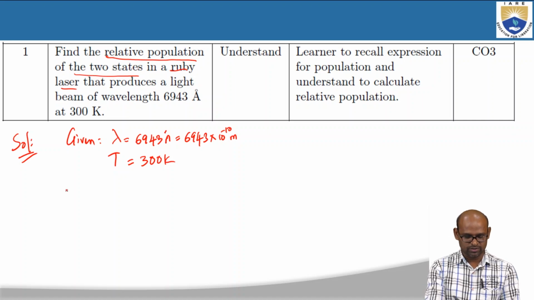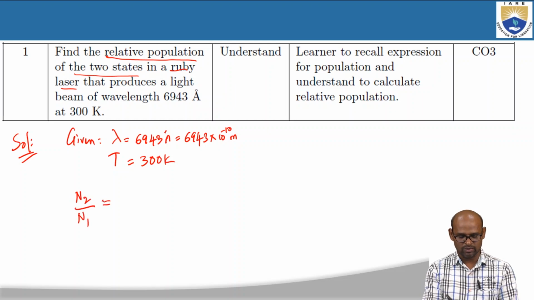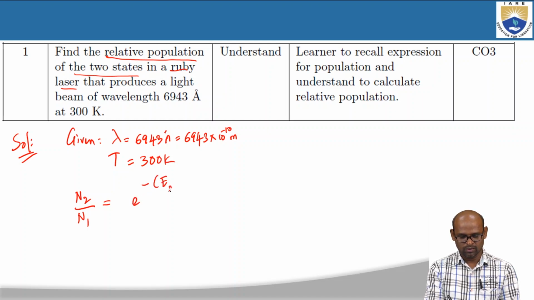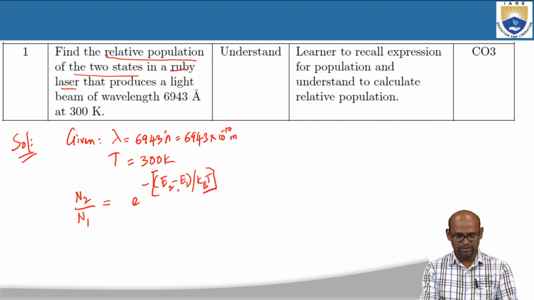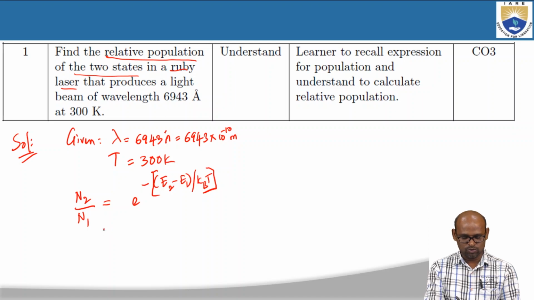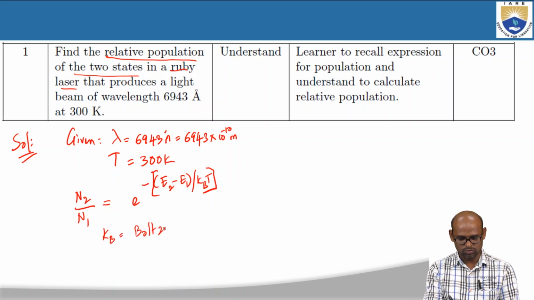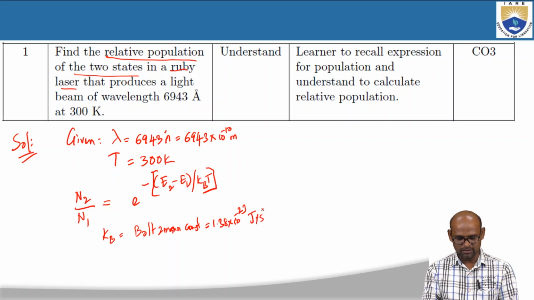To find the relative population between the two states N1 and N2, N2 by N1 is equal to exponential of minus (E2 minus E1) divided by kBT. This is the formula. E1 and E2 are the energy levels, N1 is the population in E1 and N2 is the population in E2. Here kB is the Boltzmann constant, which is 1.38 into 10 power minus 23 joule per kelvin.